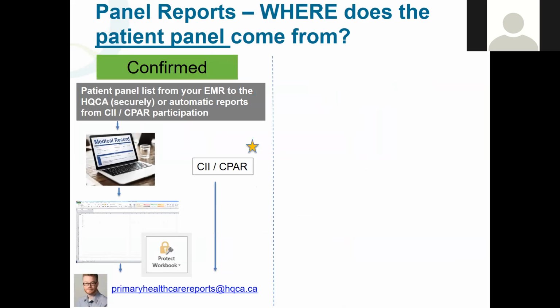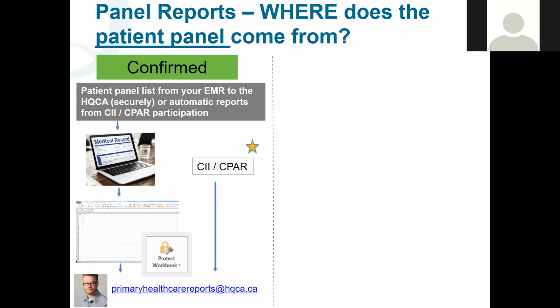The report can be ordered in 2 different ways. One option is the confirmed panel report, which is essentially when a physician provides a list of patients who are on the panel. One thing I want to point out here is that CII-CPAR currently has over 30 clinics and over 200 providers participating in the initiative.